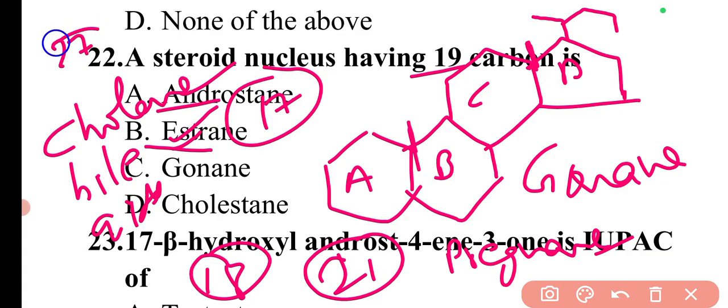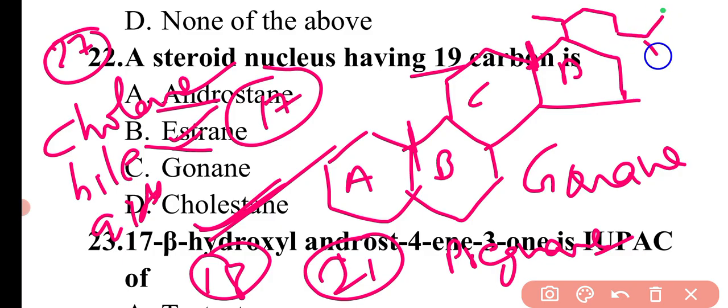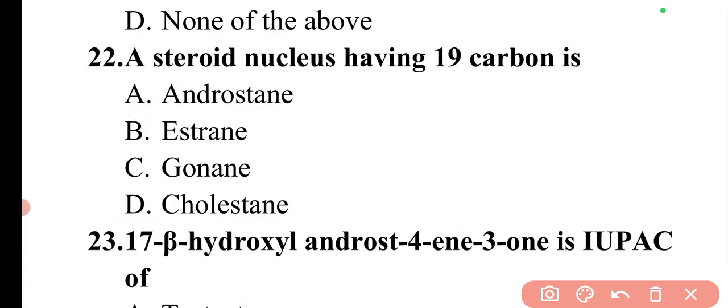If there are 27 carbon atoms, the compound is known as cholestane, and the example is cholesterol, option D, and the structure will look something like this. So there will be additional three carbon atoms, making the cholestane skeleton. These are the basic names you need to remember, like what is the 18 carbon steroidal nucleus, what is 19 carbon, and several others. Now we can move to another question.